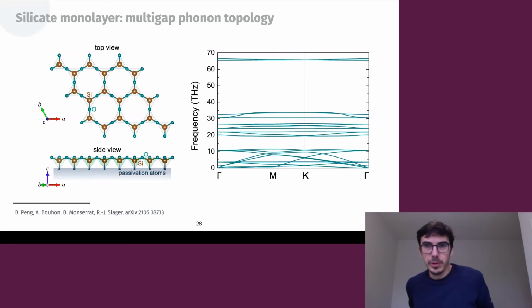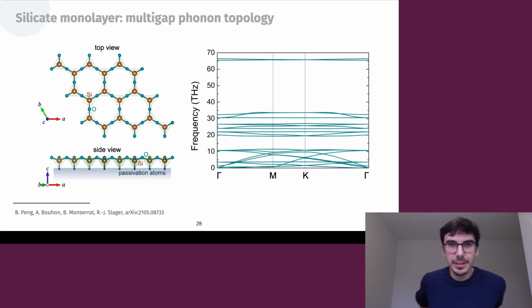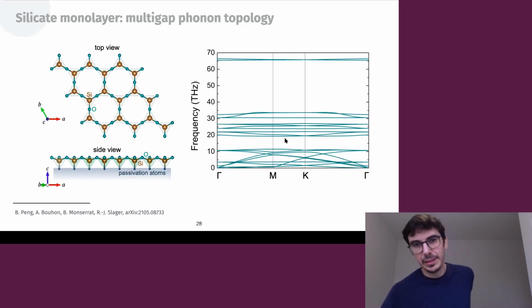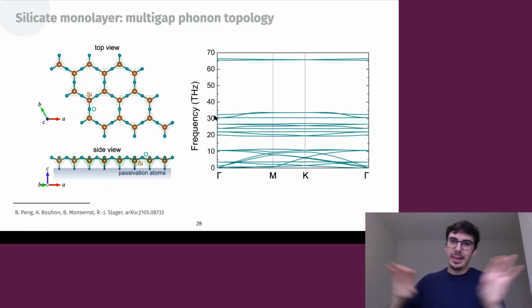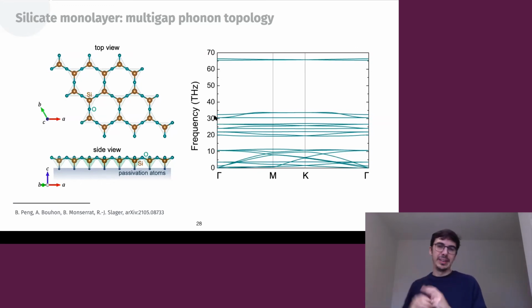So this is an example of one system where we found such multi-gap topology. This is a silicate monolayer in the Kagome-type lattice. And what I'm showing on the right is the phonon dispersion of this compound. And I'm going to then zoom in into these bands from 20 to 30 terahertz, which form a group of 3 bands and then a group of 6 bands, all of which exhibit multi-gap topology.